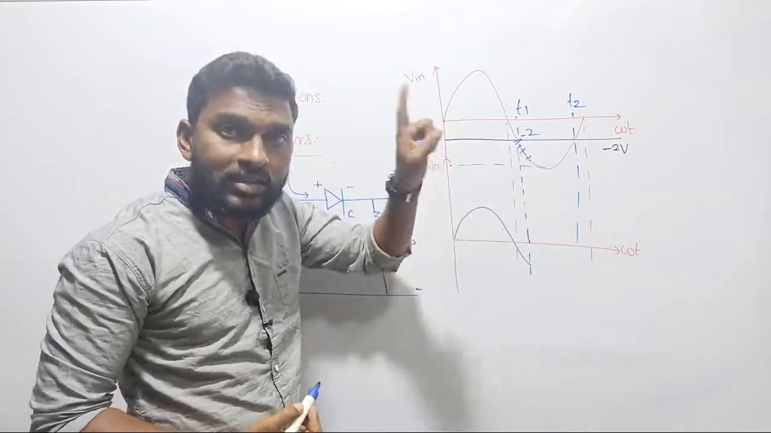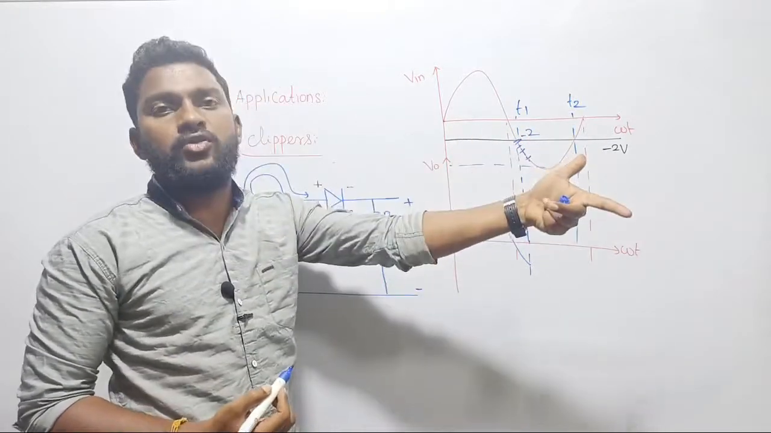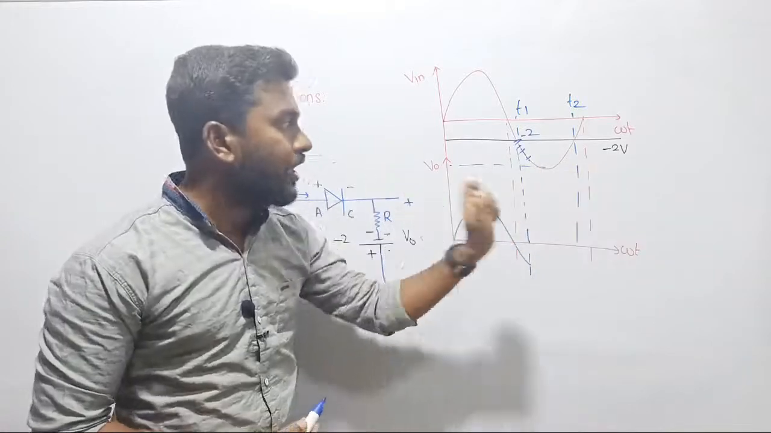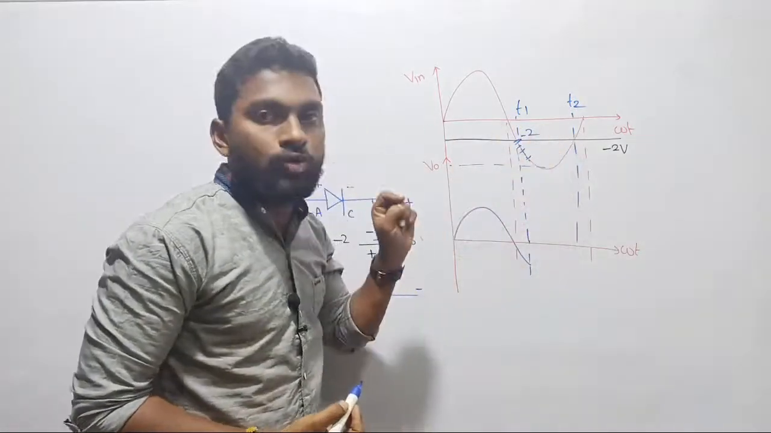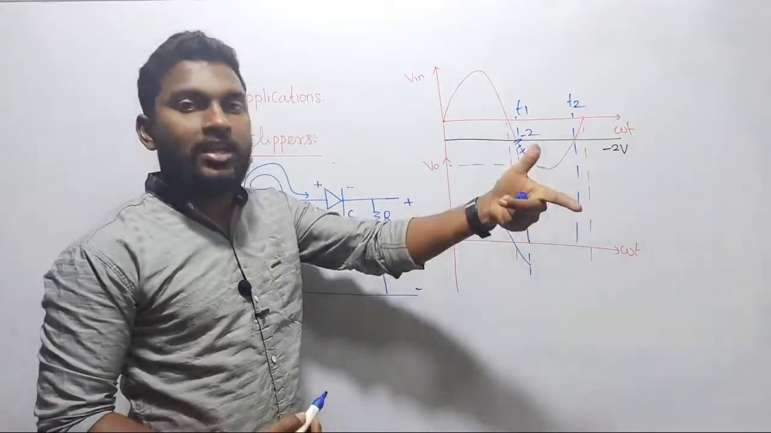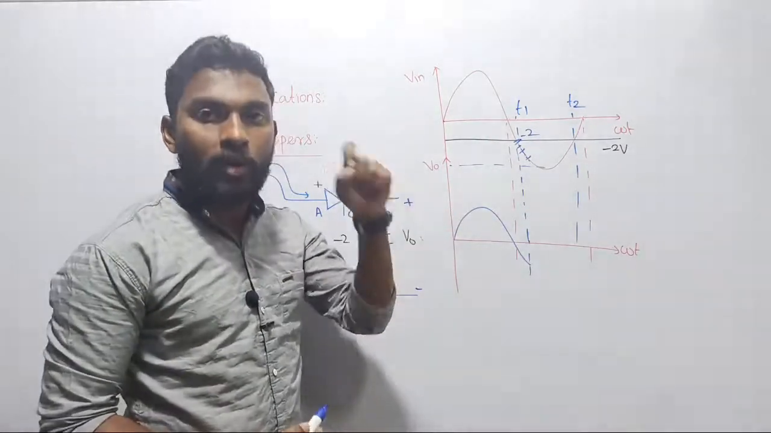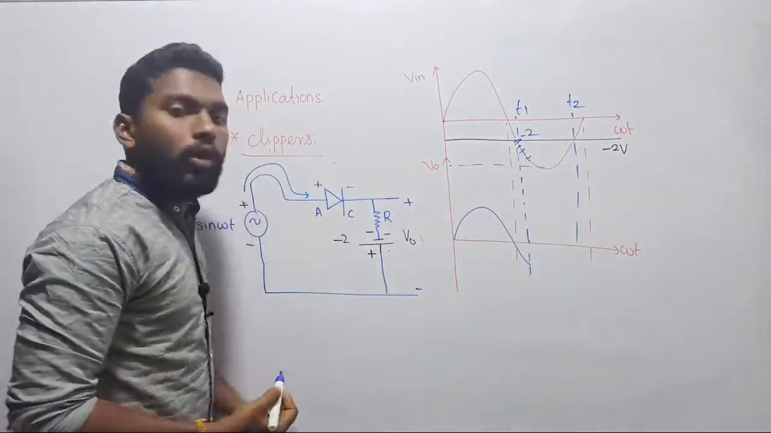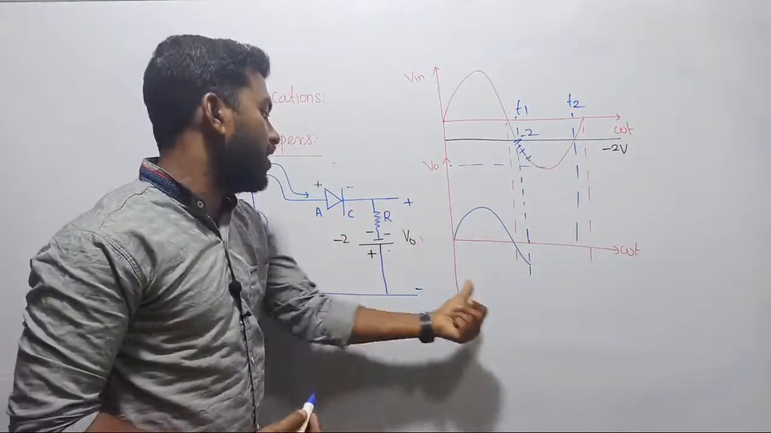Yes, minus 2 is greater than minus 3. Minus 2 is greater than minus 4, minus 2 is greater than minus 10. So the conclusion is, for all these negative values, voltage across the cathode will become greater than the value of voltage across the anode. So your diode will be open circuited. Once your diode is open circuited, then the battery voltage will be reflected at the output port.